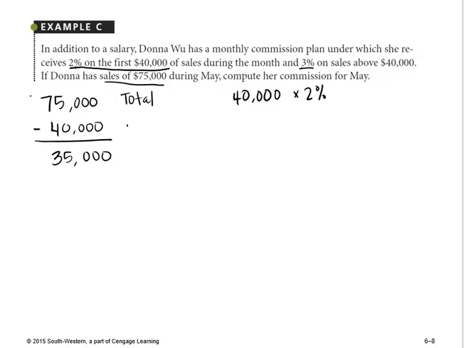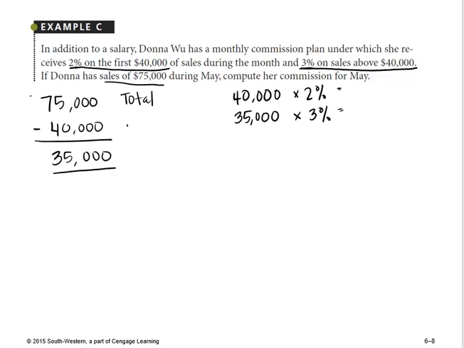And then she also earns 3% on sales above $40,000. That's why we subtracted $40,000 from $75,000, because $35,000 is how much above $40,000 that she sold. So this $35,000 is going to be at a commission rate of 3%.